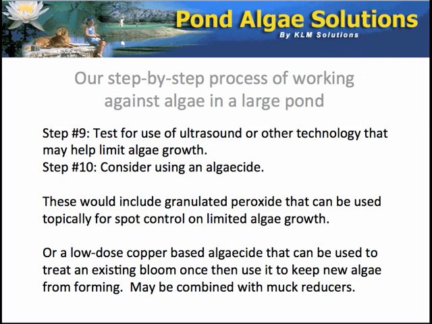One is a granulated peroxide, which is basically topically applied to the algae growth. I suggest these for spot control only because they're not as effective or efficient, or cost effective, I guess is the word I would say, for dealing with very large blooms of algae on a pond. But they're great for spot control, and they don't hinder ongoing bacterial work, which is important, and so they're useful in that regard.